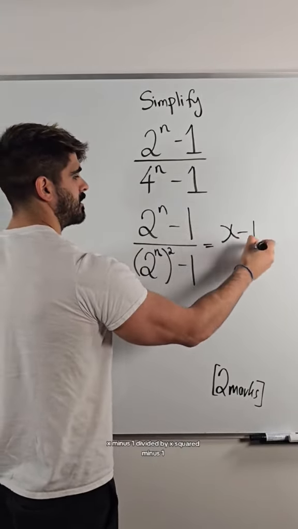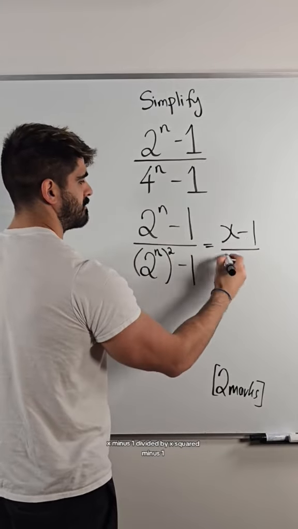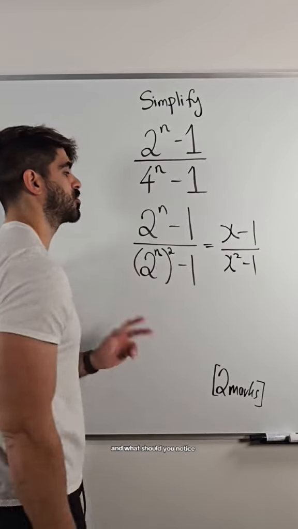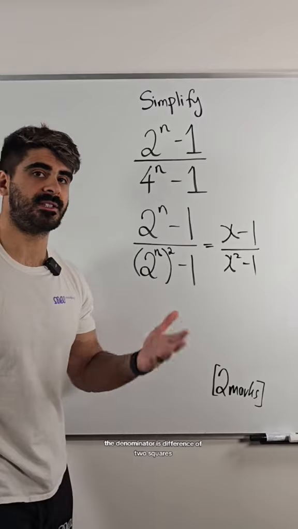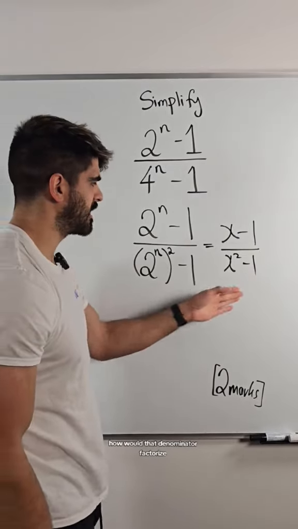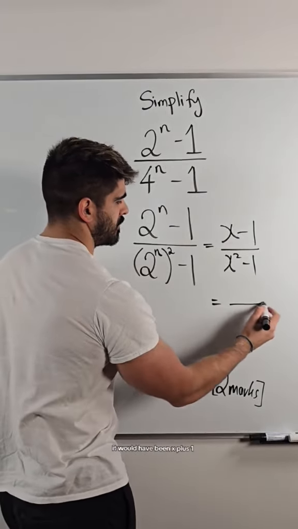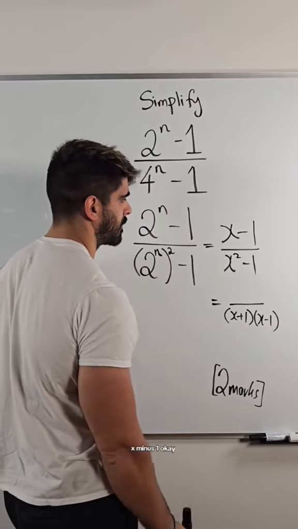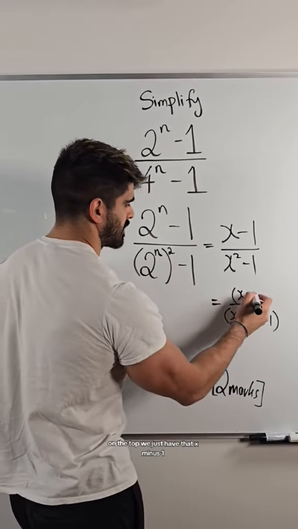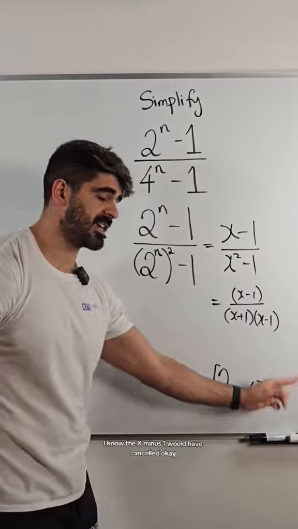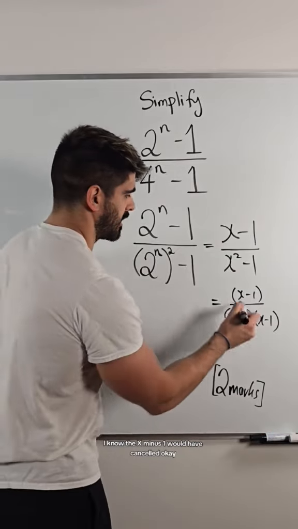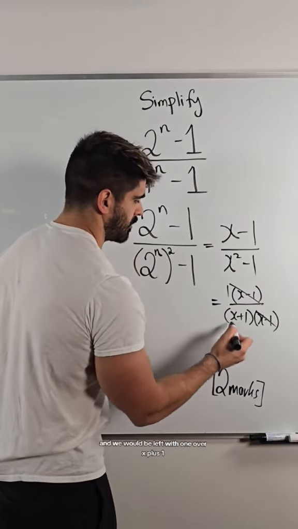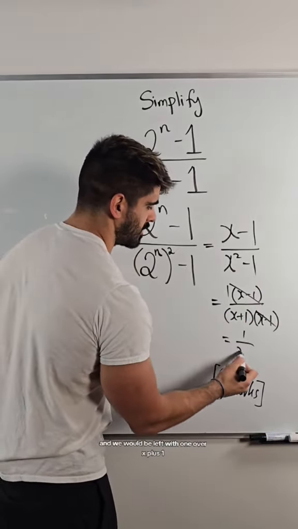x minus 1 divided by x squared minus 1. And what should you notice? The denominator is the difference of 2 squares. How would that denominator factorize? It would be x plus 1, x minus 1. Okay, and on the top, we just have that x minus 1. And look, the x minus 1s would have cancelled. These would have cancelled, and we would have been left with 1 over x plus 1.